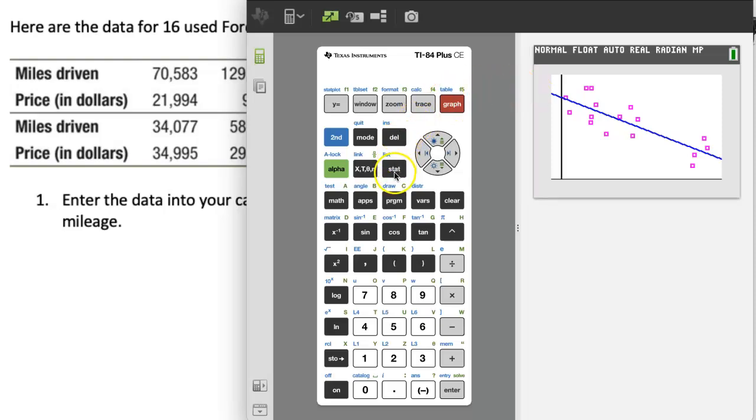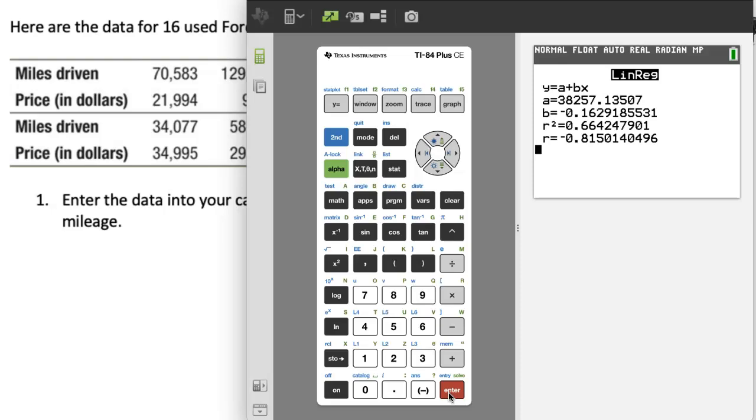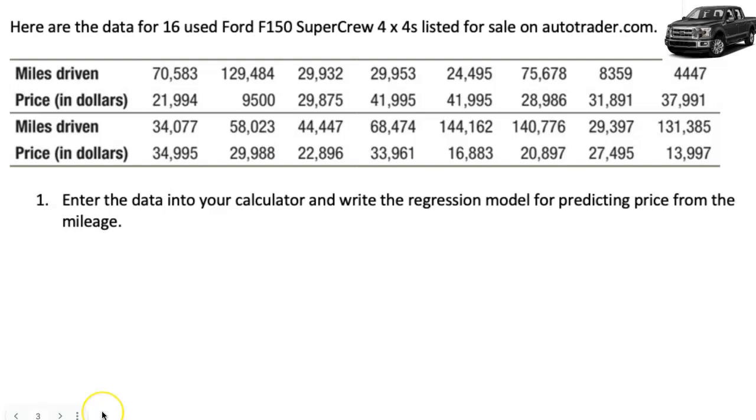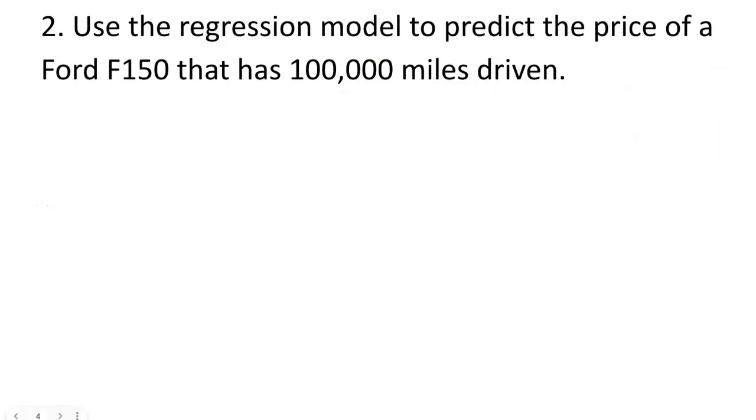So I'm going to look back at the equation and we're going to write it in the proper format. So I'm just going to run it one more time. There's the output from my calculator, and here is how we're going to write this. I use predicted price. I don't put y hat, I put price hat. So I'm defining my variables within the equation. There's my y-intercept, my slope, and again, x is miles driven. We're going to now use this regression model to predict the price of the truck with 100,000 miles on it.